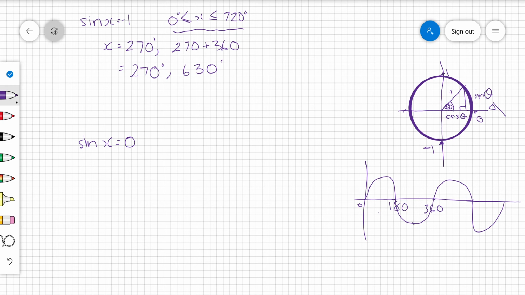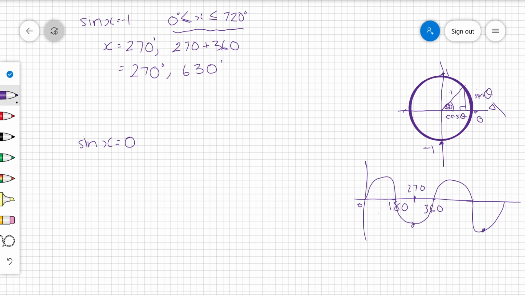You can see it's -1 here, which is at 270. And of course, if I add 360, it would be -1 again. So you could also get it from the graph. Whichever way you do it, doesn't matter.